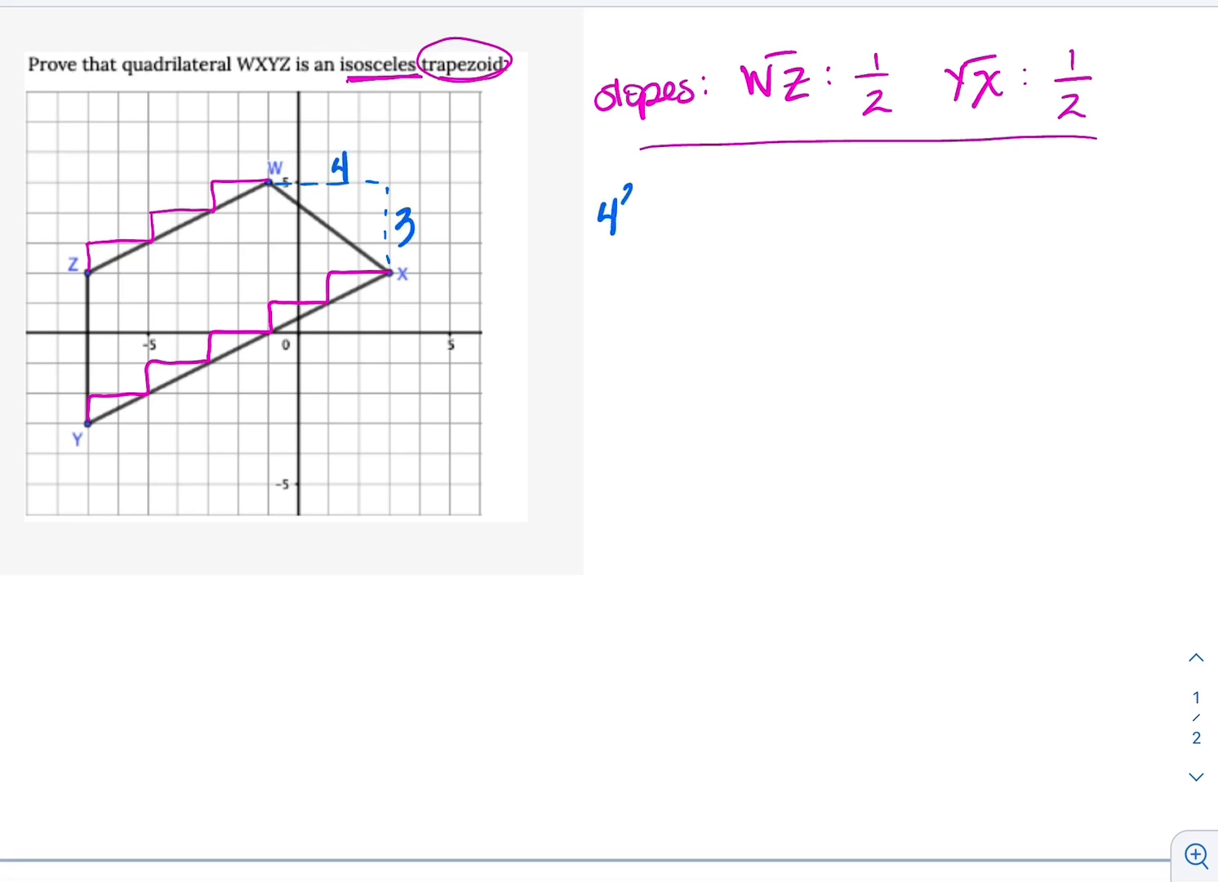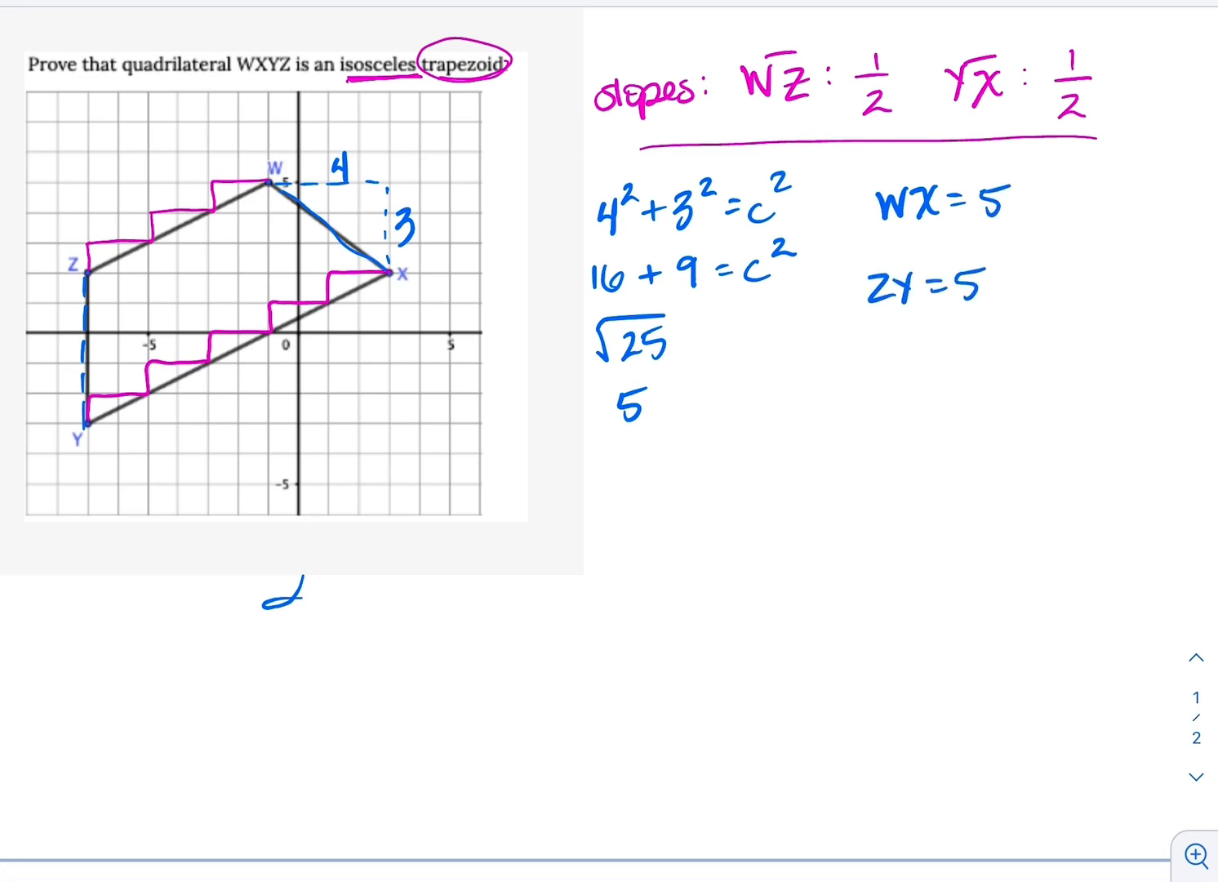So let's show my work over here. 4 squared plus 3 squared equals c squared. 4 squared is 16. 3 squared is 9. 16 plus 9 is 25. So that means that the square root of 25 is the length of segment WX. ZY, I actually don't have to do any calculations because it's a vertical segment. I can just count that that is also 5. I forgot to say before, the square root of 25 is 5. So that is the length of WX. So I'm going to write those lengths over here. So I know that WX equals 5 and ZY equals 5.